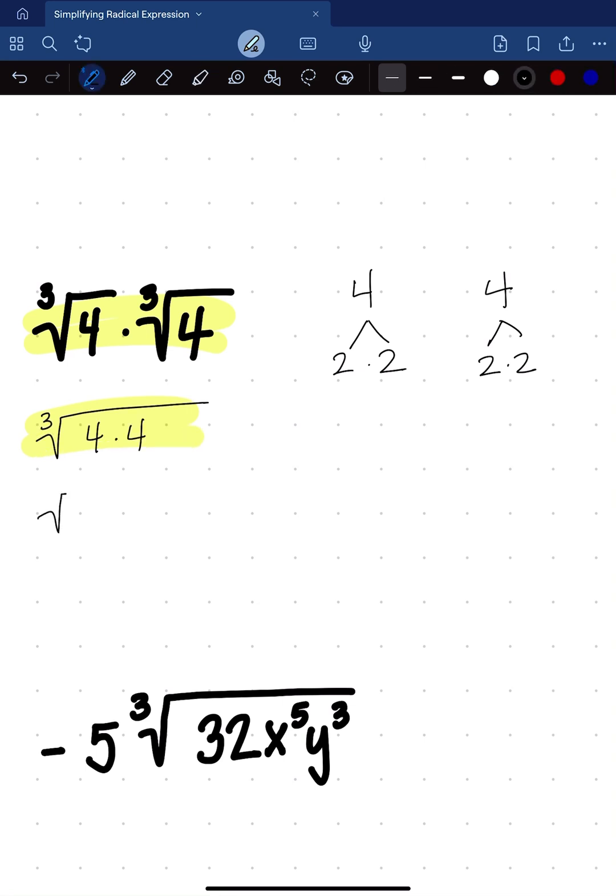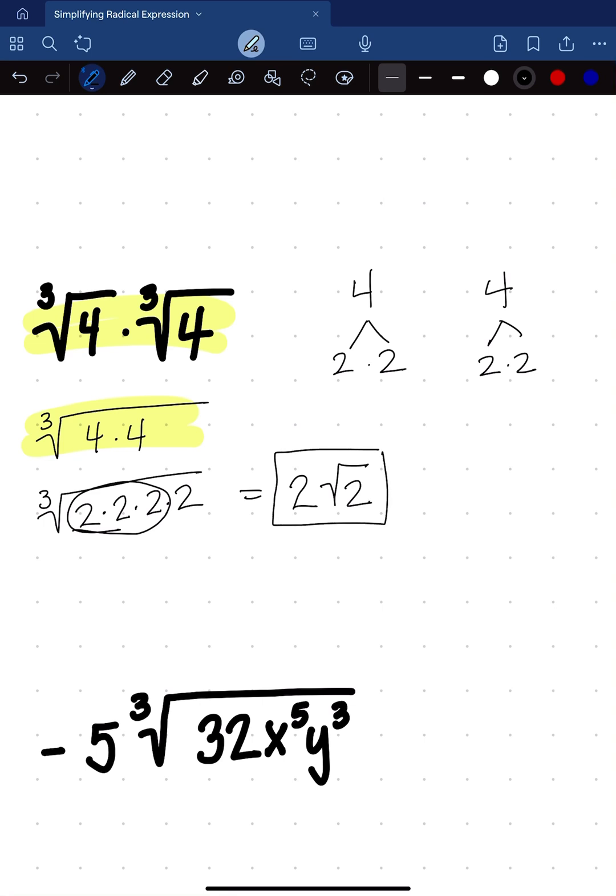So I can write it as the cube root of 3, and I have 2 times 2 times 2 times 2. Because it's a cube root, I am trying to get groups of 3. For every group of 3, one of them comes out, so this becomes 2 square root of 2. Oh, not square root of 2. Correction, cube root of 2. So 2 cube root of 2.